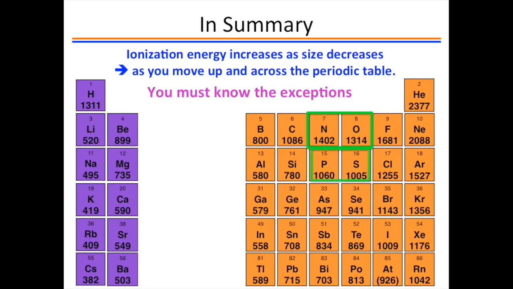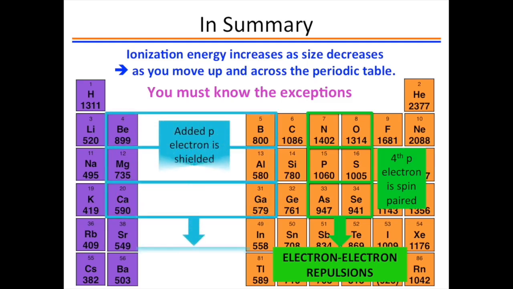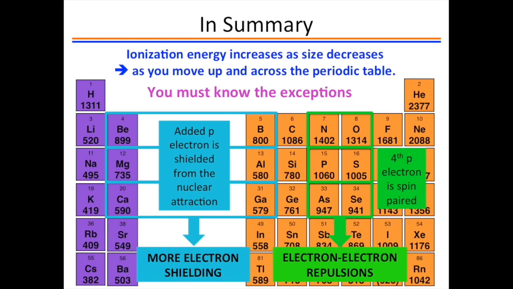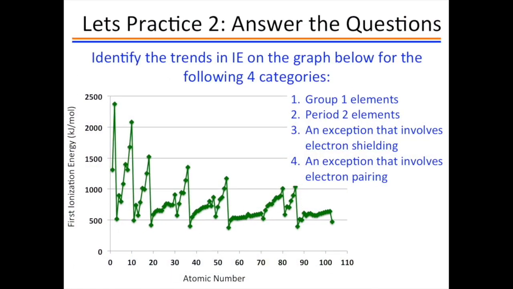The electron-electron repulsions in the fourth p electron as you go from group 15 to group 16 makes these electrons easier to remove. And the shielding of the p electrons in group 13 by their s electrons make the first p electrons easier to remove. Now let's practice by looking at an ionization energy graph for all the elements and see the trends. Pause the video here, maybe even print out the graph and identify the trends in your notebook.